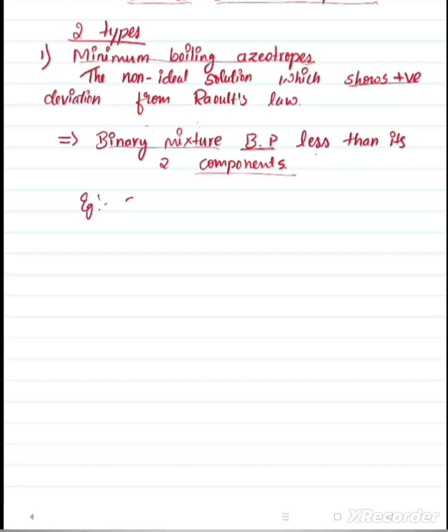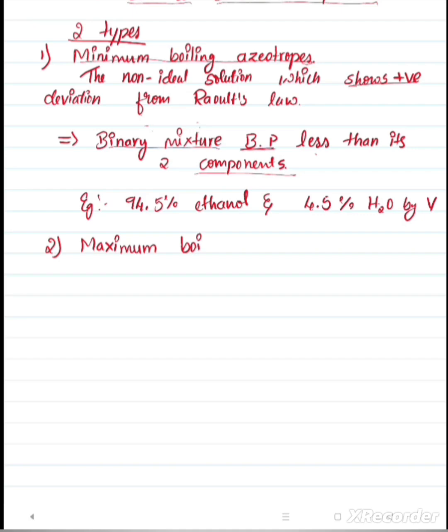Example is 94.5% of ethanol and 4.5% of water by volume. Then the second example is maximum boiling azeotropes. Minimum boiling azeotropes and maximum boiling azeotropes.